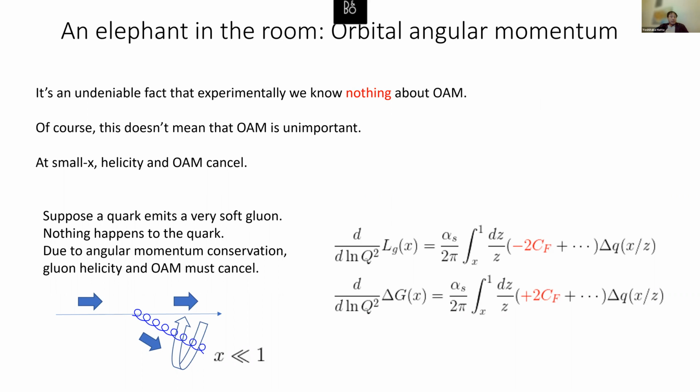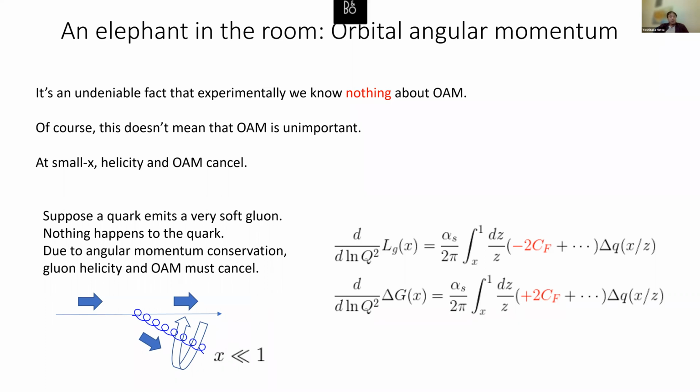It's no secret that experimentally we know nothing about orbital angular momentum, literally nothing. There is no measurement in the past, and there is no plan in the future. So we know nothing about orbital angular momentum. But of course, this doesn't mean that the orbital angular momentum is unimportant. In fact, there is a reason to believe that OAM is significant, especially in the small x region.